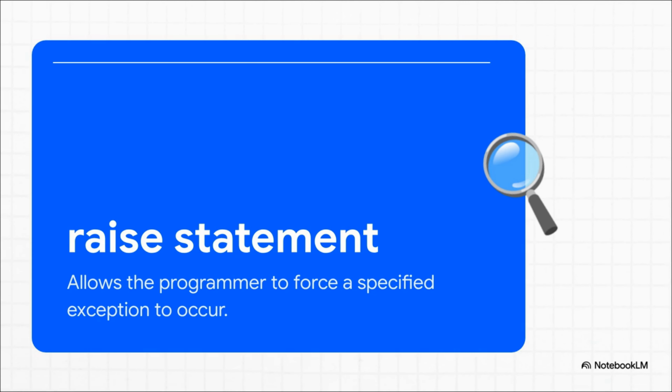The raise keyword is your tool for this. It literally lets you, the programmer, force an exception to happen. You'd use it when, say, your function gets bad data and can't do its job. Instead of just failing silently, you raise an exception to shout, "Hey, something is wrong here."